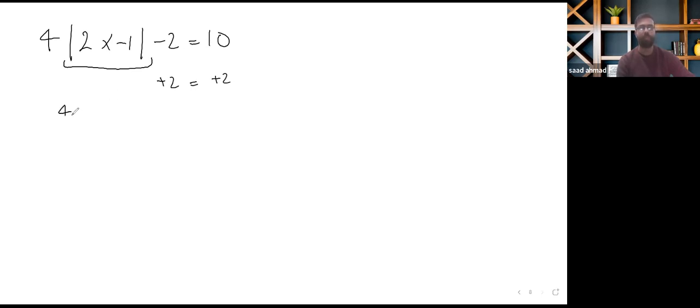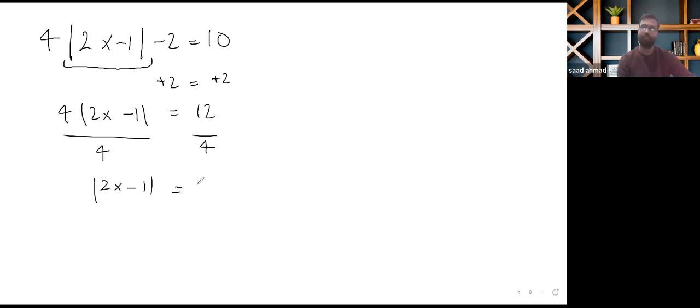So we will get 4. Then we will divide both sides by 4. If you remember on the previous page, we just saw the definition for it. The definition of absolute value is it gives us x if x is greater than or equal to 0, and it gives us minus x if x is less than 0.